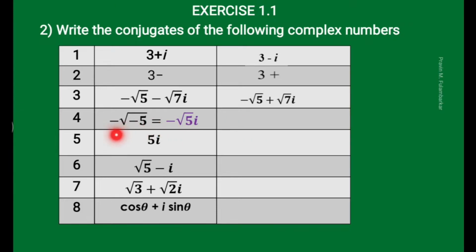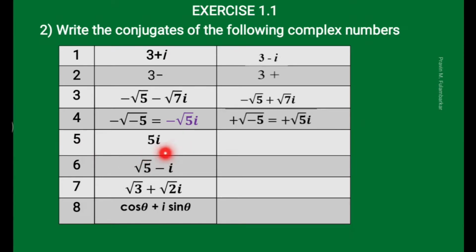So if the question asks minus square root of minus 5, then you have to write plus square root of minus 5, and if the question asks as minus root 5 into I, then you have to write plus root 5I. Now see question number 5th.